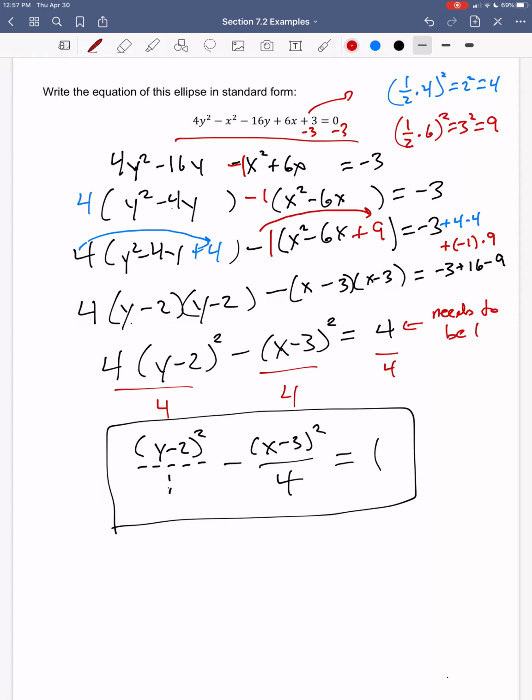So I would have here that a squared is 1, b squared is 4. That's under the y, so it's vertical. And my center is going to be at 3, 2. Right, we have to look to x for the x-coordinate and y for the y-coordinate. You wouldn't have to do this stuff at the bottom. I'm just sort of connecting that back. This is the equation in standard form.